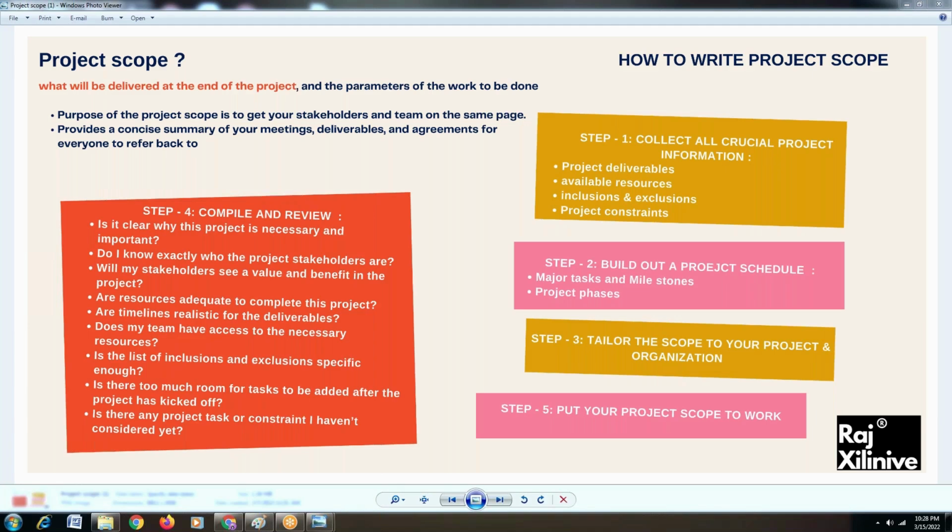At the same time, what constraints do we have? If we have constraints, what solution do we want to come out of it? So these are the aspects we have to consider under the fourth step, compile and review. This is the fourth step before you go on to write a project scope. And last but not least, whatever scope you have identified and written must be put into practice when you are working on the project.